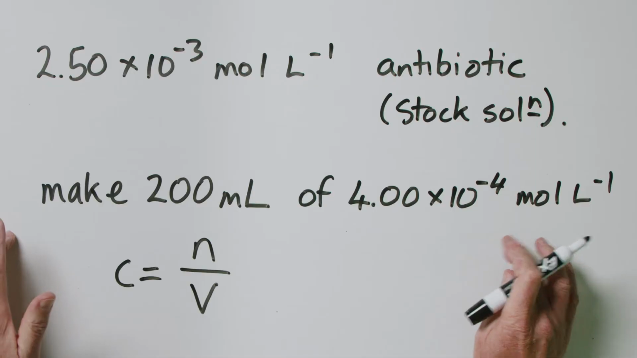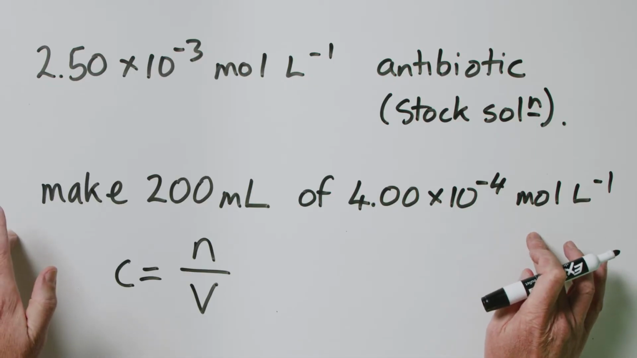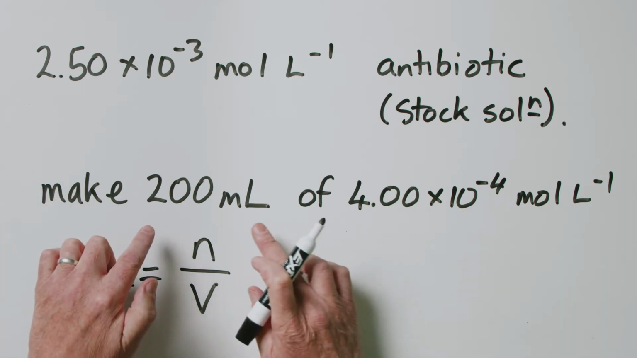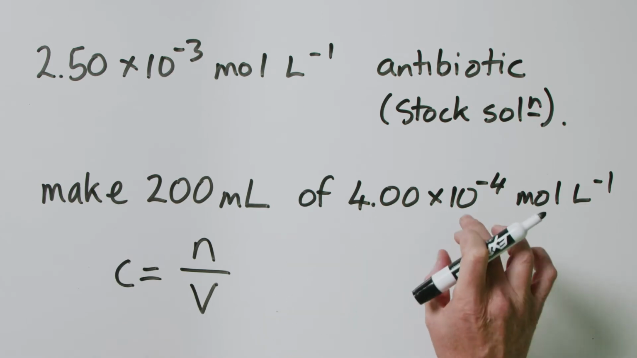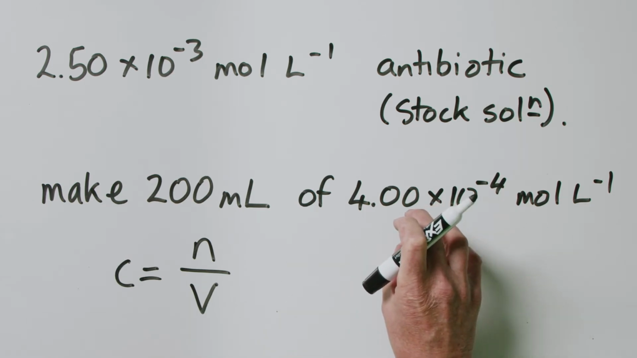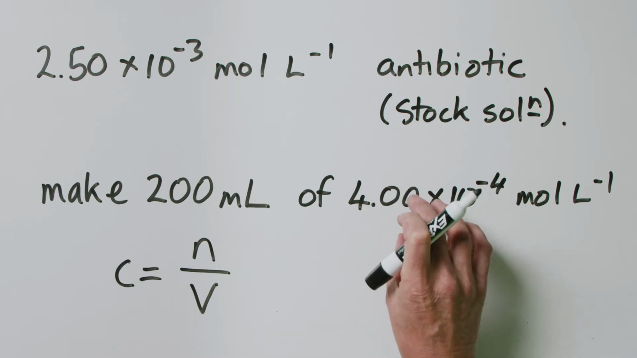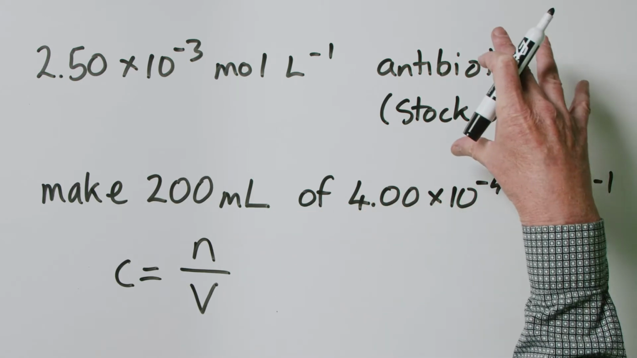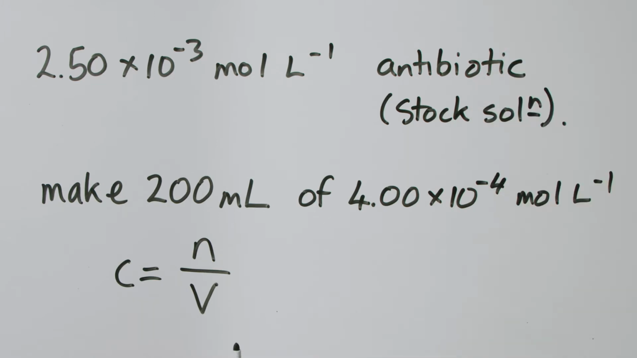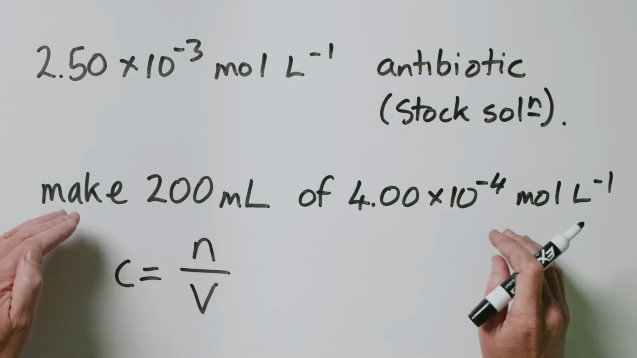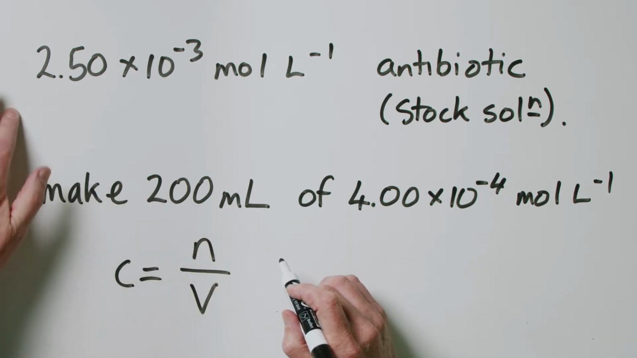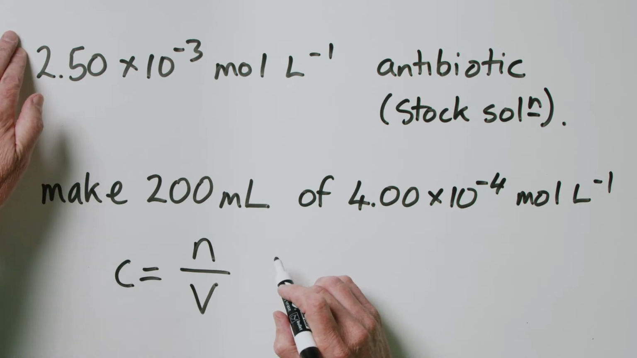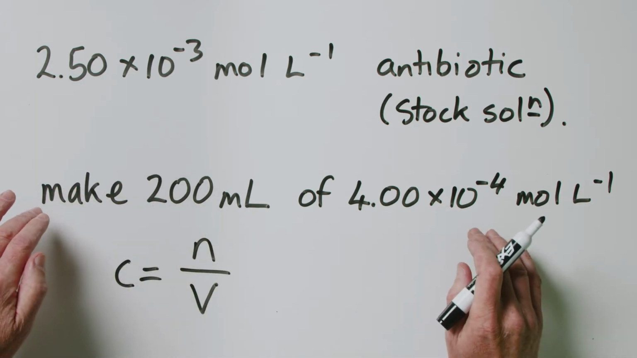Okay, so let's think this through. Here is our final solution here. And what we can find out from the data that we've been given is the number of moles of antibiotic in that final solution. Now, where did that particular number of moles of antibiotic come from? It came from our stock solution here. So that's the reasoning that we're going to be using. We ultimately want to find the volume of this that we need to dilute down to get this. That's what we're after, okay?